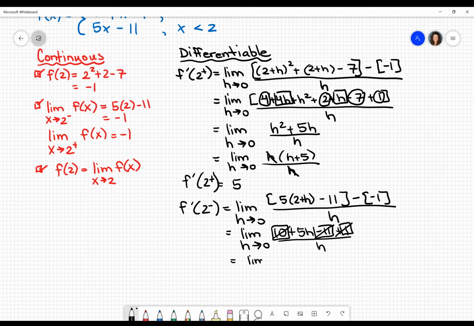And then I notice that there's an h in common. Well, I won't go too fast here. Limit as h approaches 0. I have 5h over h. The h reduces out, so I end up with 5. Woohoo! So that means the slope of the tangent line as x approaches 2 from the left, copied that down wrong, 2 from the left, also is 5. So yes, this function is continuous and differentiable.